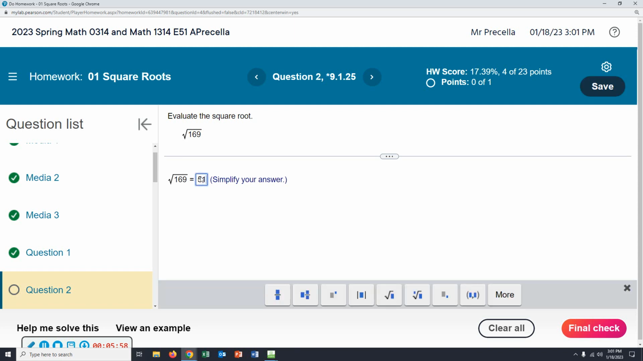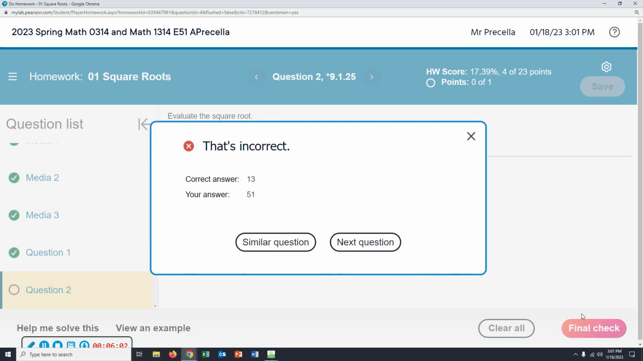Suppose I put a 51. When I click here, it says, okay, you've guessed at it 3 times. The correct answer is 13. I can either go on to the next problem and have that one wrong, or what should I do?